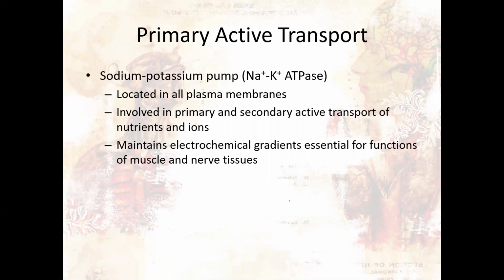Most important here is our sodium-potassium ATPase pump. The sodium-potassium ATPase pump is located in every plasma membrane of the cells in your body. It is involved in primary and secondary active transport of everything. It is extremely important because it also maintains the electrochemical gradient necessary for your nerves and muscles to work. It maintains the water balance of the cells. Extremely important protein, the sodium-potassium ATPase pump.